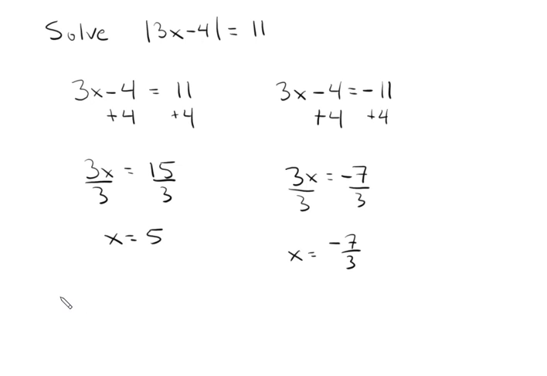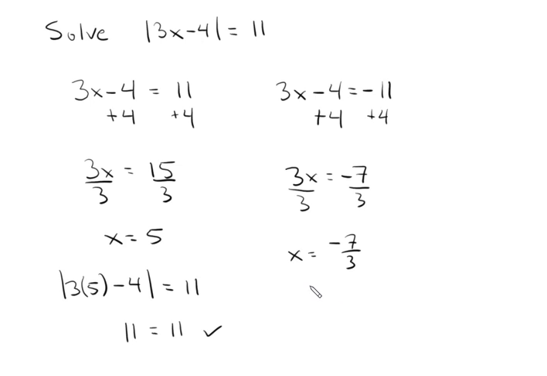So we'll check the first answer, x equals 5. We'll plug that in. We get the absolute value of 3 times 5 minus 4 is equal to 11. We want to make sure that's true. 3 times 5 is 15, minus 4 is 11. 11 equals 11. That one works.